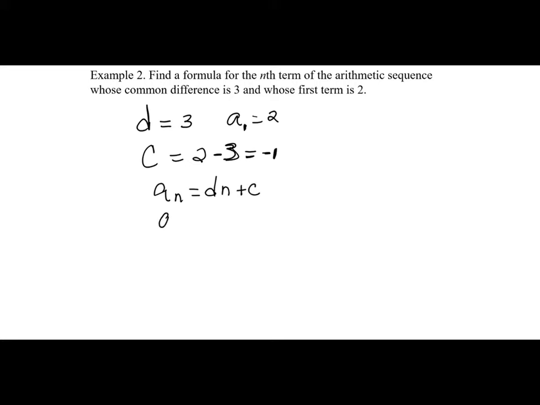In example 2, it says find a formula for the nth term of the arithmetic sequence whose common difference is 3 and whose first term is 2. They're telling us that d, the common difference, is 3, and that our first term is 2, which is going to help us find the c. So c is equal to our first term minus our common difference. Here I have 2 minus 3, which is negative 1. Now I put that together: a sub n is equal to dn plus c, so a sub n is equal to 3n minus 1. And that right there is my formula.